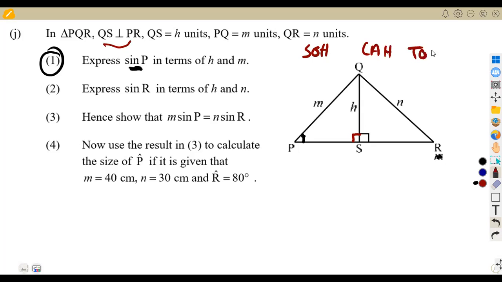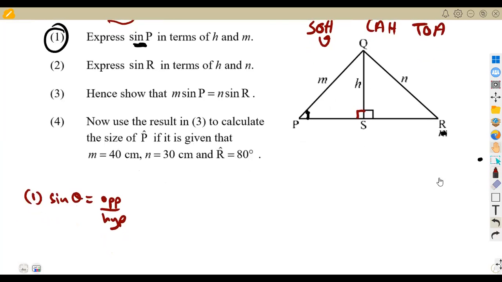Okay, SOHCAHTOA. So the sine is opposite over the hypotenuse. So the sine of theta is supposed to be opposite over the hypotenuse. But this one you're talking about the sine of angle P. According to angle P here, this is our opposite, and this is our hypotenuse M, and we are just given direct there. So opposite, which is H, over the hypotenuse, which is M. So this is the ratio for sine P, direct like that, okay?